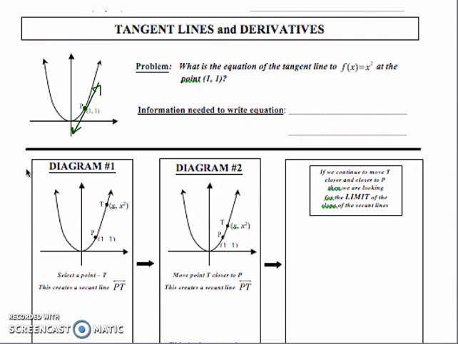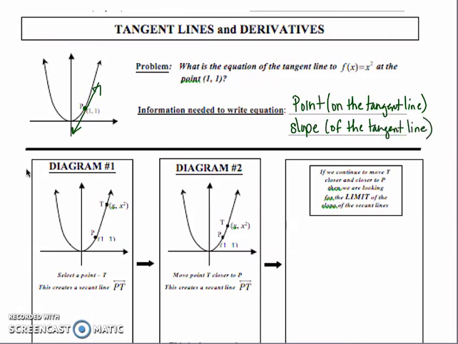Well, the information that we need to write an equation of any line would be a point. So in this case, we want the point to be on the tangent line. And we need a slope of the tangent line. So those are the things that we need to figure out. So take a look below at diagram 1.